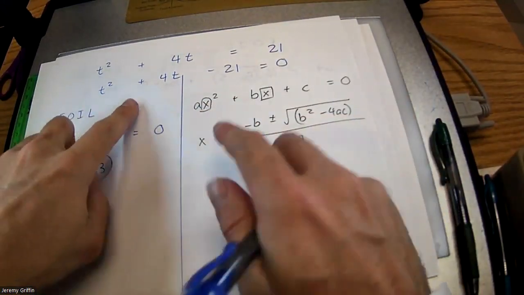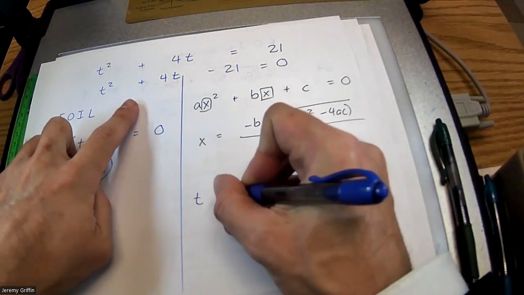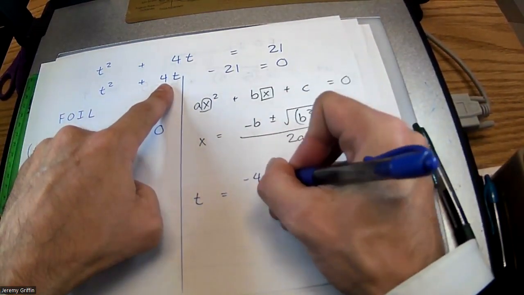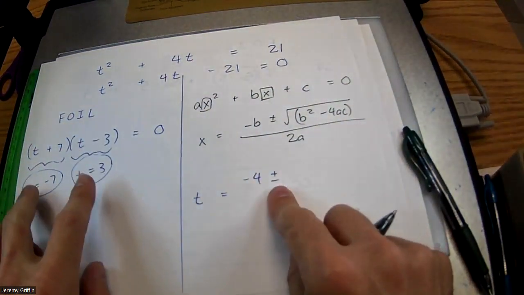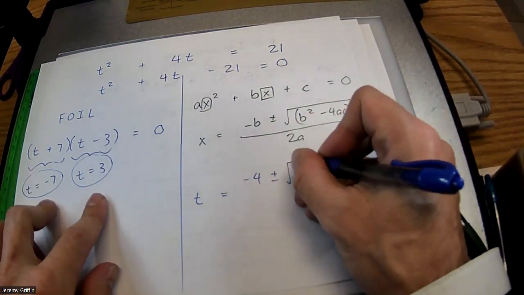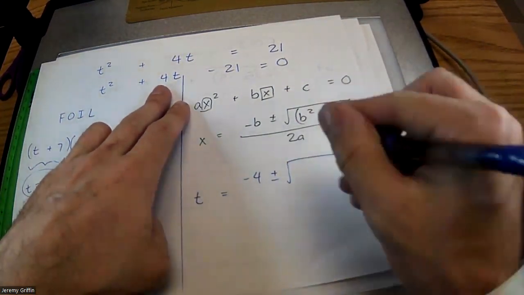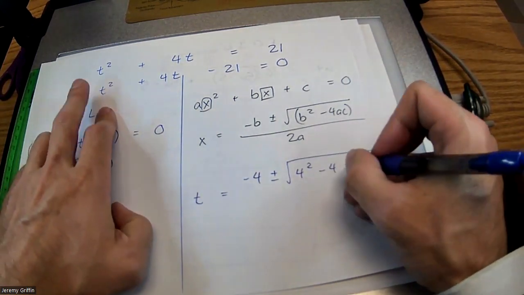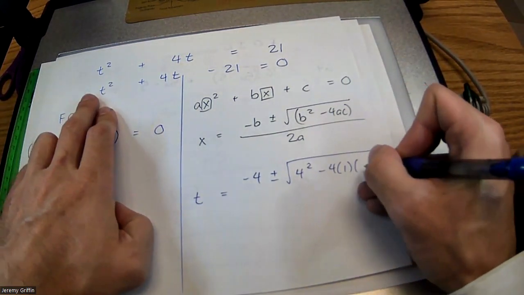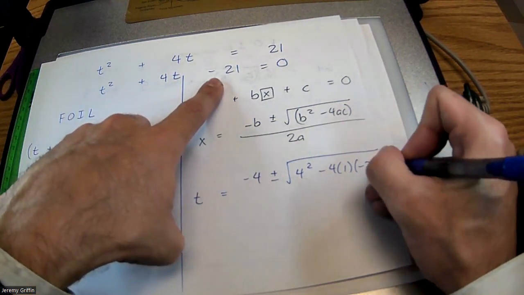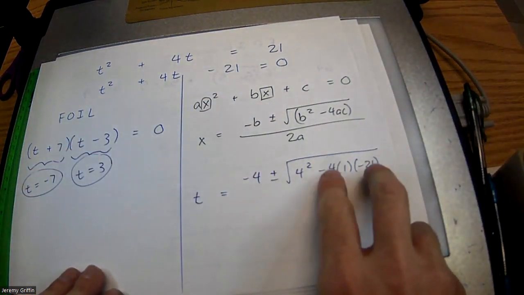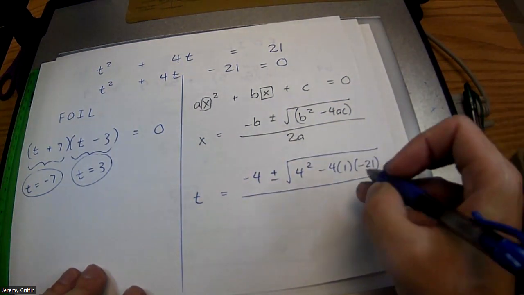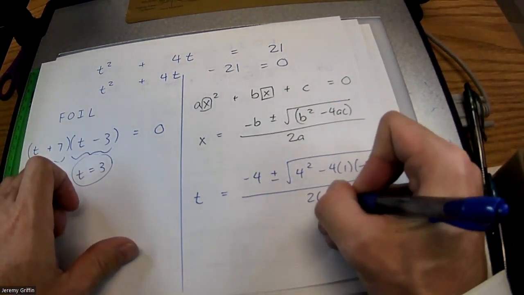Now, instead of x, I have t. So I'm going to say t equals, and then pop in the parts. So -b, so let's say -4, plus or minus, that's where I can get 2 answers. Square root, 4 squared minus 4 times, there's an implied 1 in front of this t squared, so 1 is a, and then c is -21. Now I've got 2 negatives here, so be careful about that. 2 negatives make a positive. And then all divided by 2 times 1.